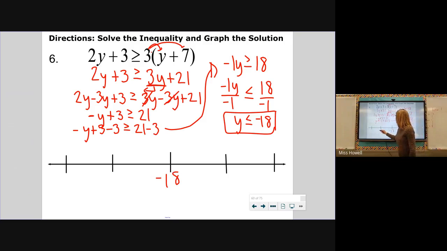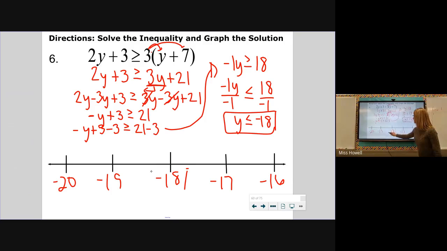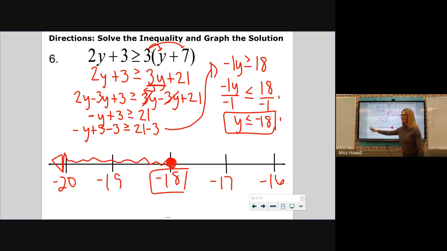-18, -19, -20, getting smaller. -17, -16, getting bigger. If I'm typing on a computer, I'll have a text box here to fill in with that -18. All right, closed in circle. And we should be shading to the left, not the right. And if I forget to flip, these two will be wrong. My shade and my arrow will be wrong, so be careful.